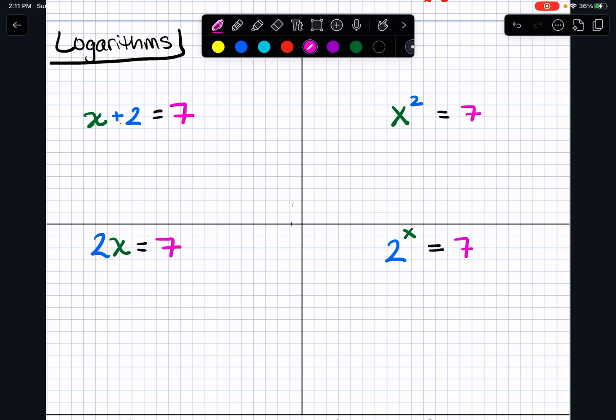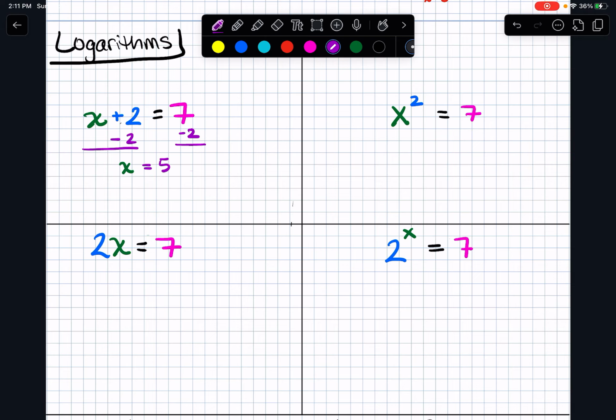So in each of these situations, we use an inverse operation if we want to undo an operation we see and isolate a variable. So if I have plus 2, the inverse of addition is subtraction. So I could subtract 2 on both sides of this equation, and I would get that x equals 5.